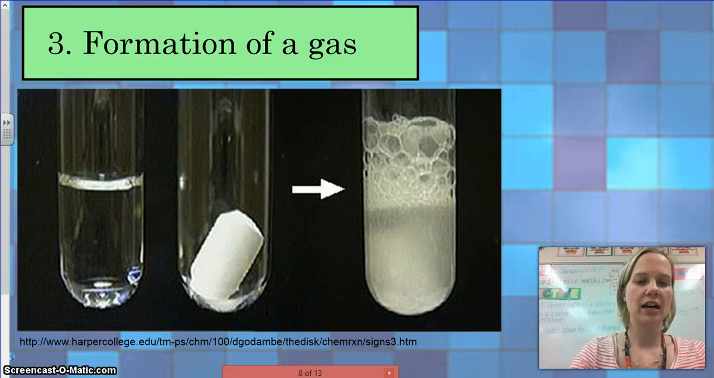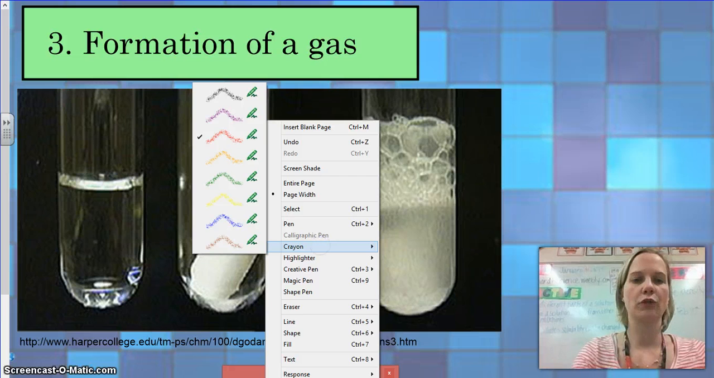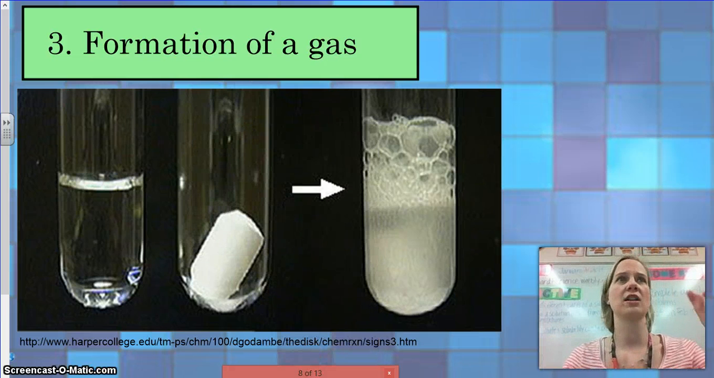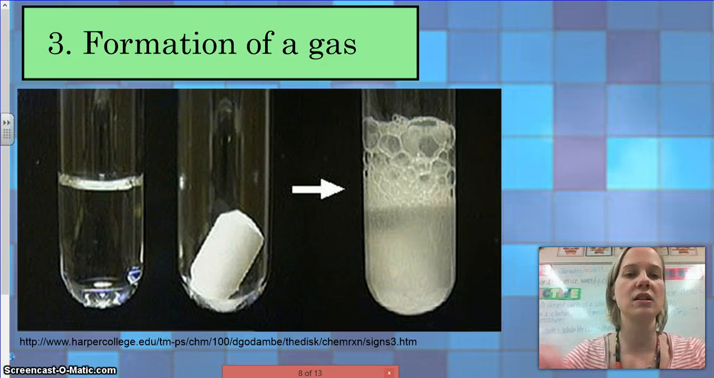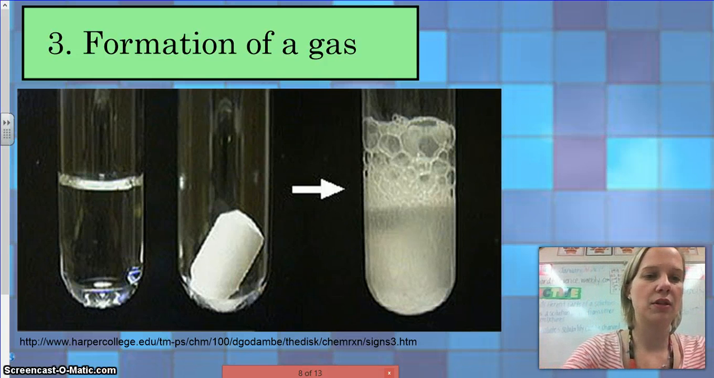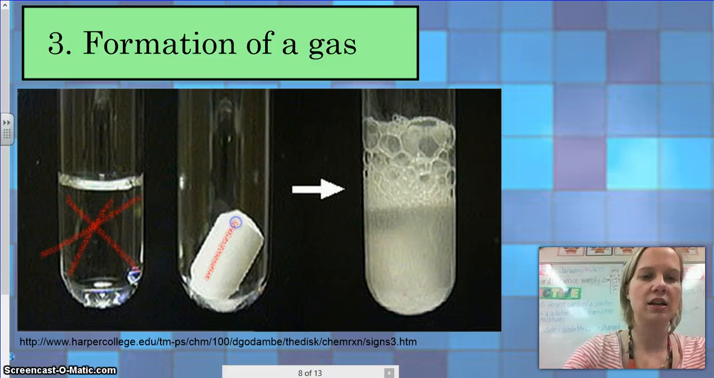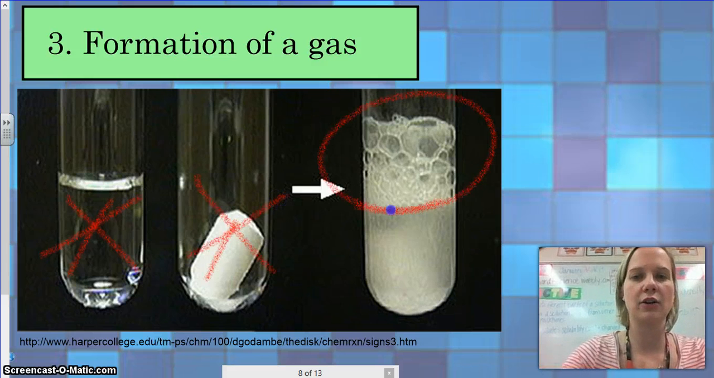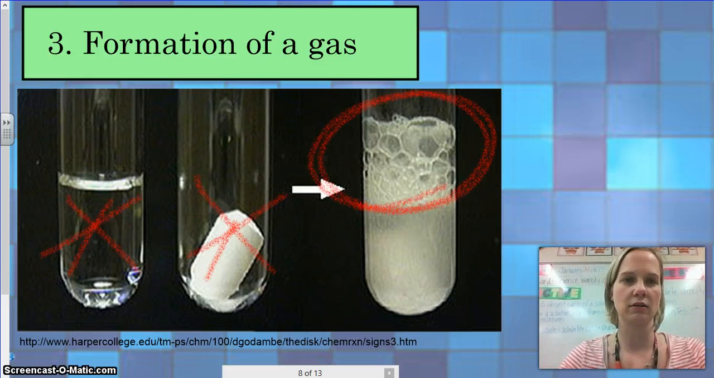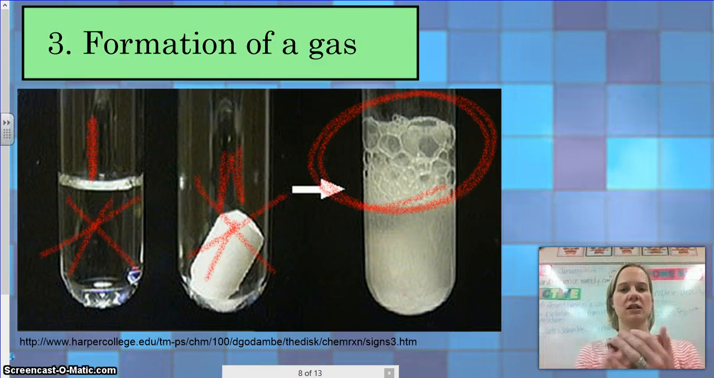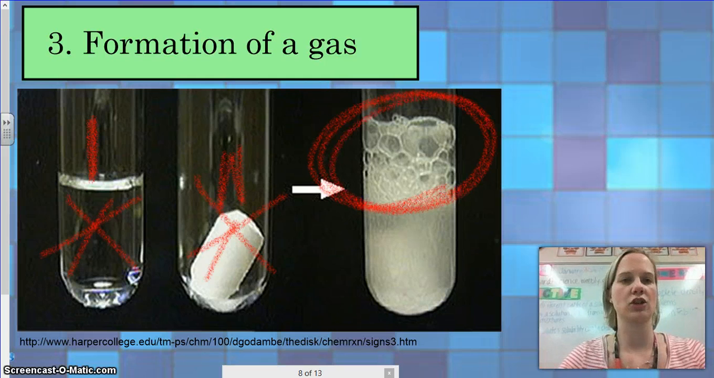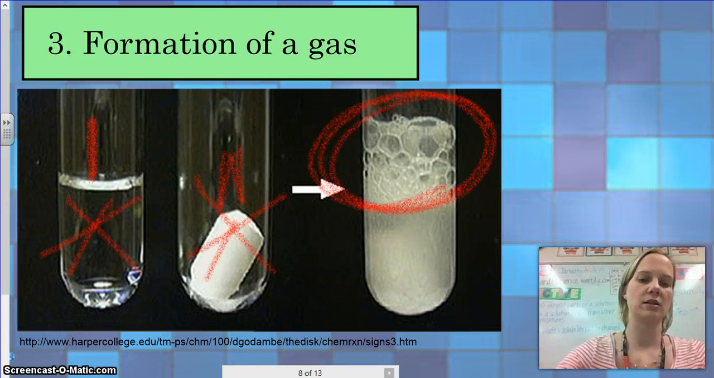Now, formation of a gas doesn't mean water boiling and then evaporating. I know that's a gas, but I'm taking this liquid and this solid and mixing them together and I get that bubbling. So it would be like baking soda and vinegar, mixing those together and you get this bubbling action. That is the formation of a gas.